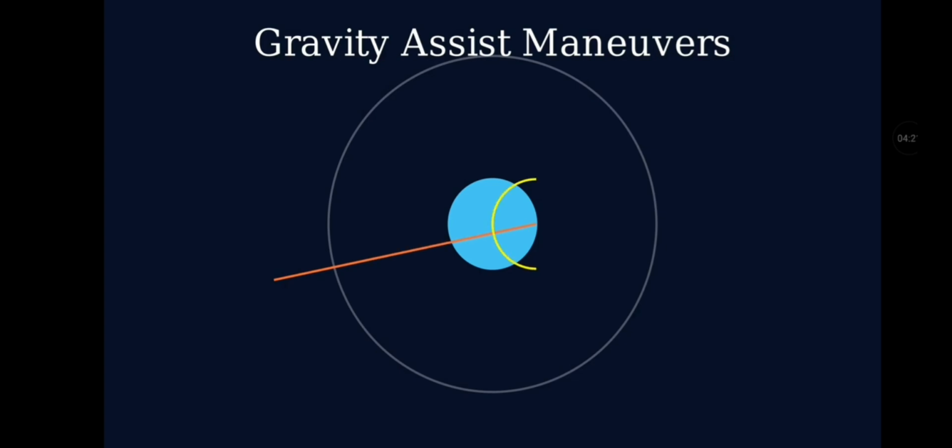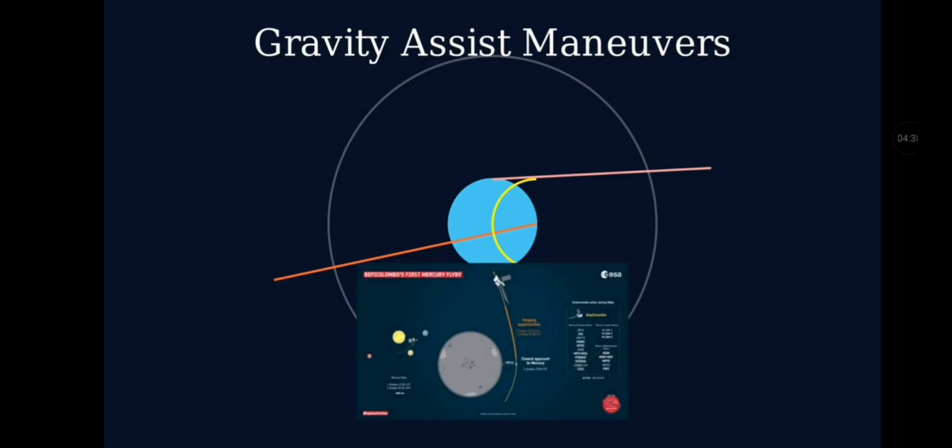Gravity assist maneuvers, sometimes called slingshot maneuvers, allow spacecraft to change direction and speed by harnessing a planet's gravity. A spacecraft approaching a planet will be pulled toward it by gravity. As the craft swings around the planet, it gains energy from the planet's orbital motion. When the spacecraft departs, it follows a new trajectory at a higher velocity, effectively stealing a small amount of momentum from the planet. This technique is crucial for interplanetary missions.